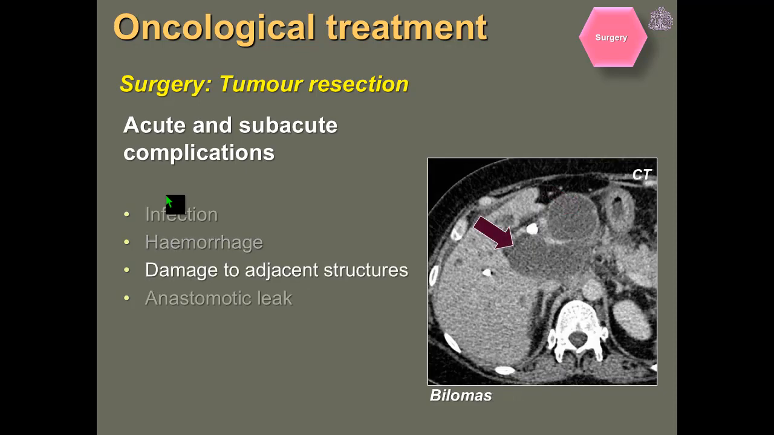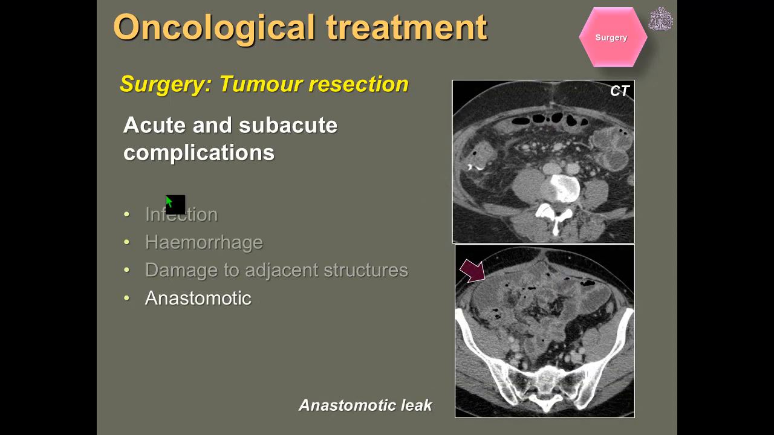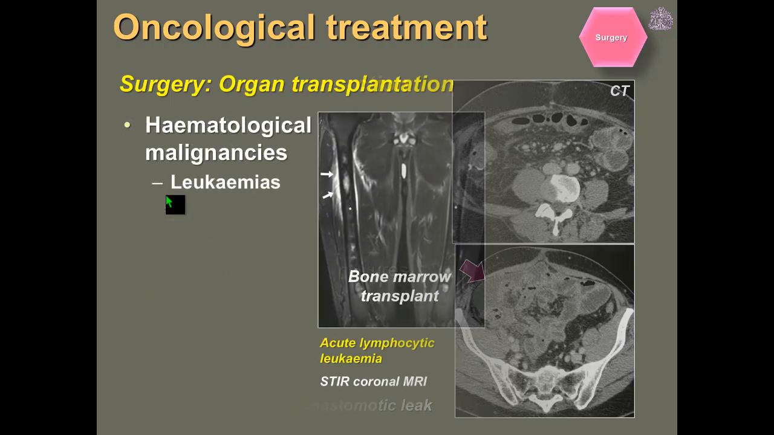And then, of course, if you're in the abdomen, you can damage adjacent structures. If you're doing liver surgery, you may have a collection in the subhepatic space, such as a biloma. If you're doing lymphatic dissection, then you should be aware of the possibility of lymphoceles. These typically get smaller or stable over time. And also, if you're looking at bowel anastomosis, you may actually have a bowel leak because the surgeon may not have been so successful in putting the two bits of the bowel together.